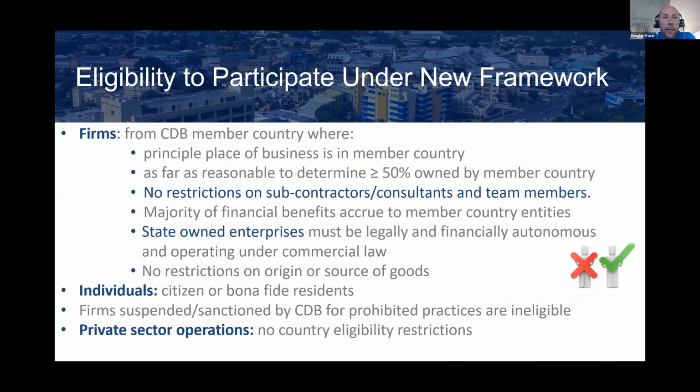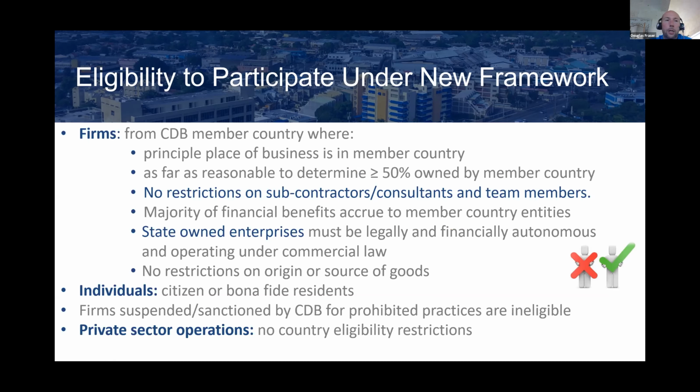So, the eligibility to participate. As we looked at the pool of countries previously, you'll have noted that our pool of member countries is much smaller than some of the other development banks. And that actually means you should face less competition in principle than you would with some of the other banks.